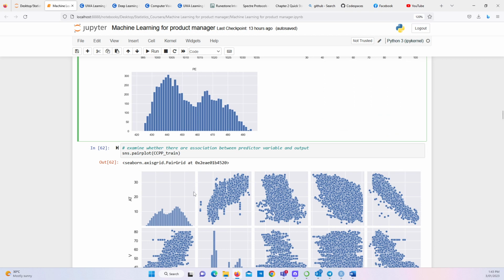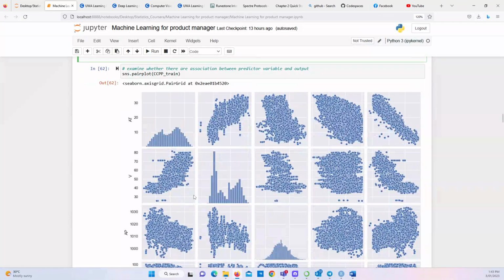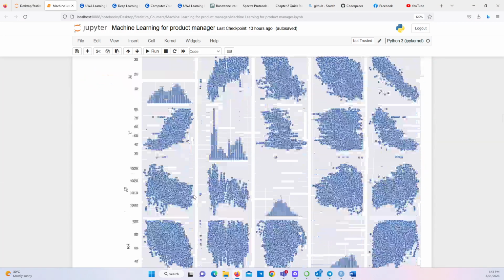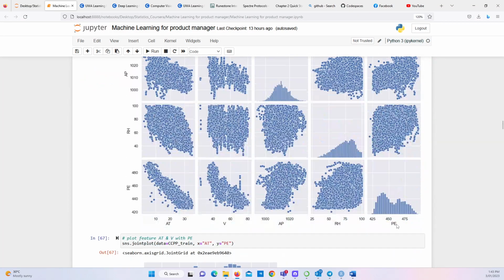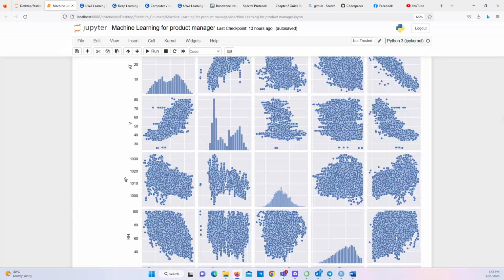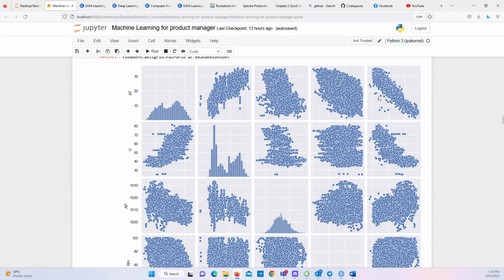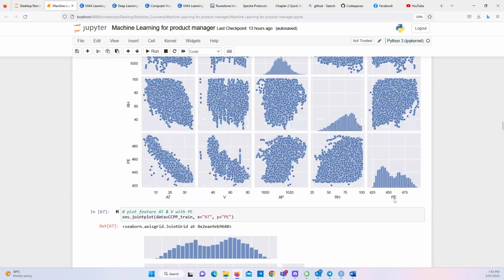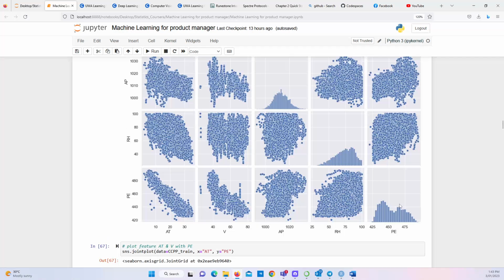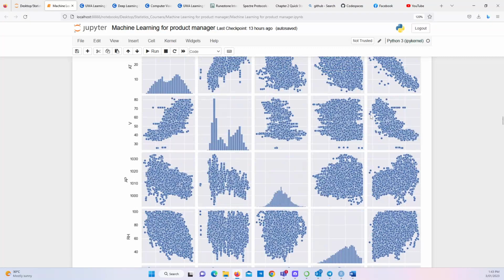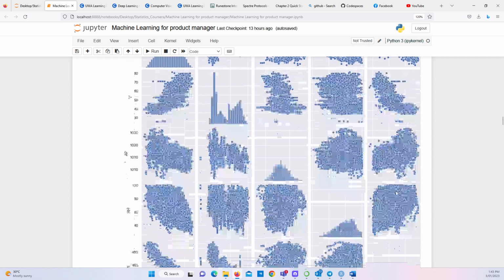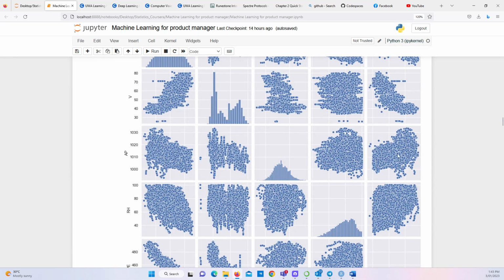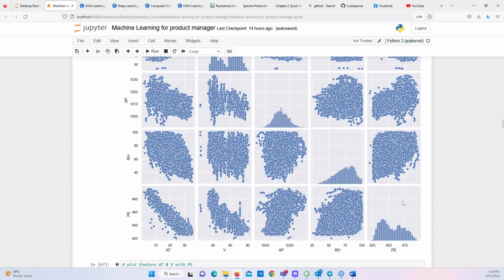I run a pair plot to see whether there is a relationship between the predictor variables and the outcome. Let's say the PE variable. If you look at AT, it has a very strong negative relationship with energy output. Vacuum also, and AP sort of has a bit of a relationship as well. You can see a trend. RH also, you can see it. They look like they have a relationship, but it's a bit scattered.